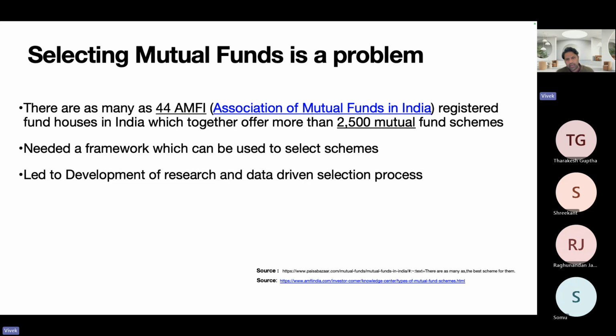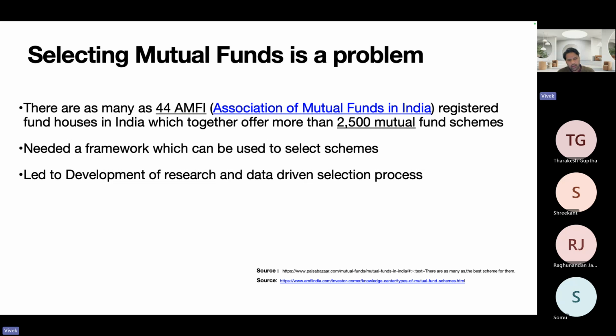This was the question that I also had in 2020: what sort of framework should I build so that if I have done the work once or twice, I should be able to leverage that work and really select schemes around which I can build my portfolio and my family's portfolio.